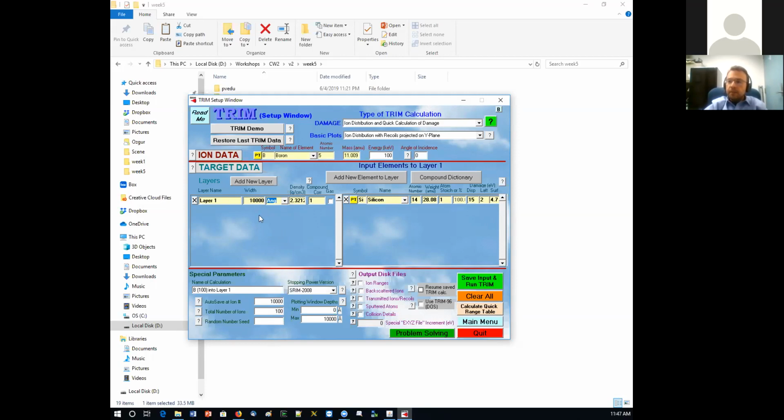And here, let's think about this. The width of the layer is going to be the thickness of the silicon that we're going to examine. This is in terms of angstroms, so in terms of nanometers, it is 1,000 nanometers. It's only 1 micrometer thick right now. I'm just hoping that it will be good enough for us to visualize. It may not be, so we may have to run it again. But if you're with me, let's say save input and run TRIM.